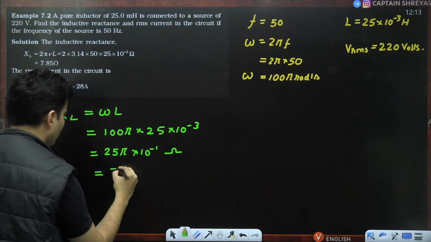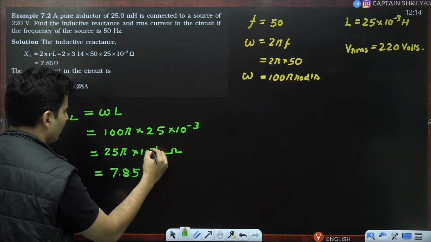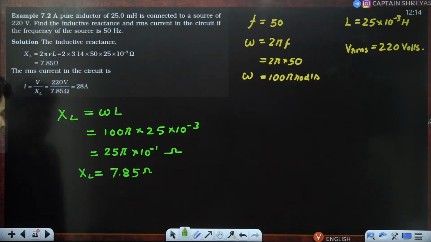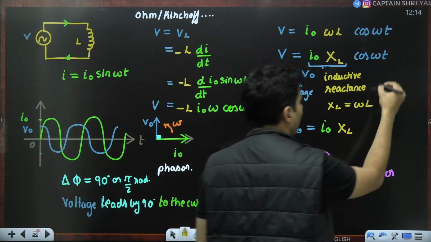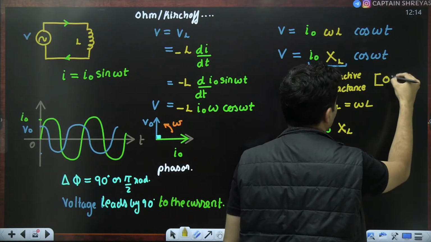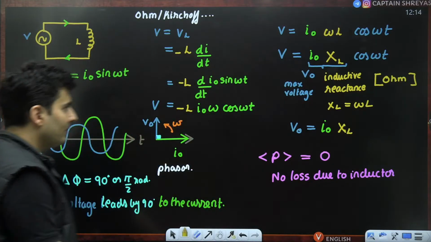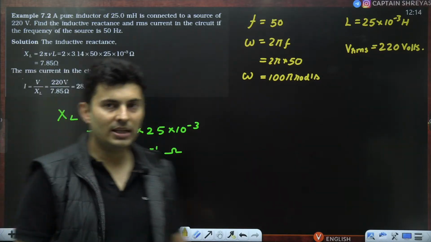So this 25 pi, if you multiply it, it comes out to be 7.85 ohms after taking the decimal into account. So that is the inductive reactance. Yes, please remember the unit is ohms only. It is not anything else. It is like a resistance. It behaves like one, so the unit is also the same. So that is the answer.